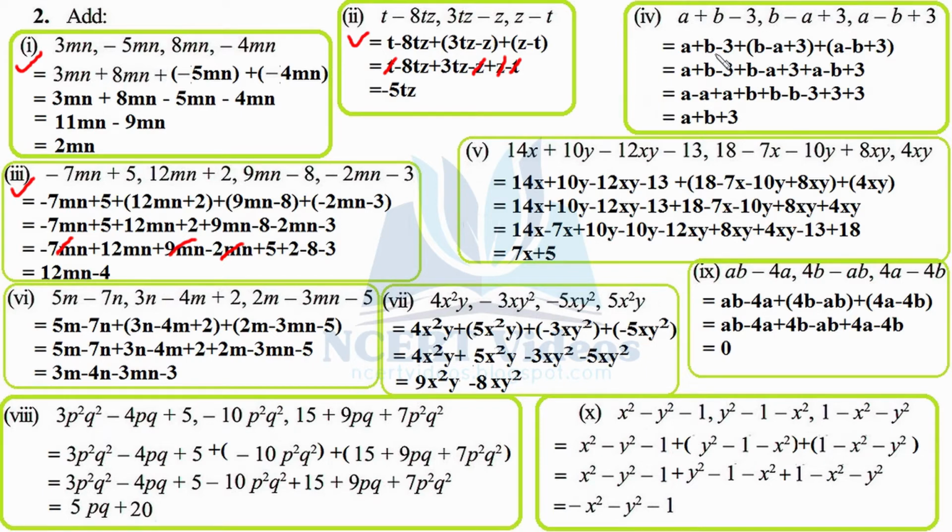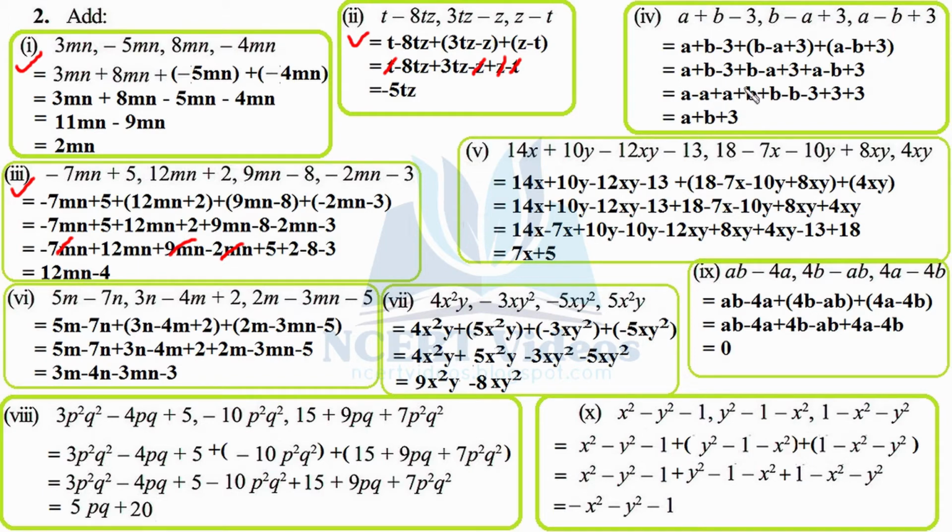First term as it is, plus second term in bracket, plus third term in bracket. Opening brackets. This as it is, plus b minus a plus 3 plus a plus minus minus b plus plus 3. Arranging like terms. How many a's we have? 1, 2, 3. So we should have 3. First is positive, second is negative, third is positive.